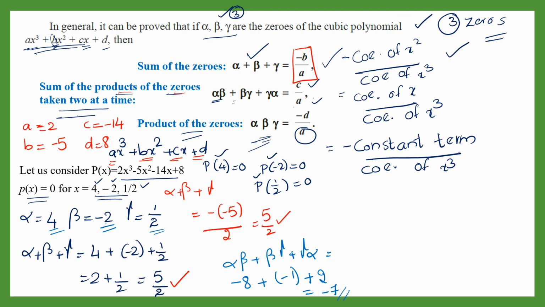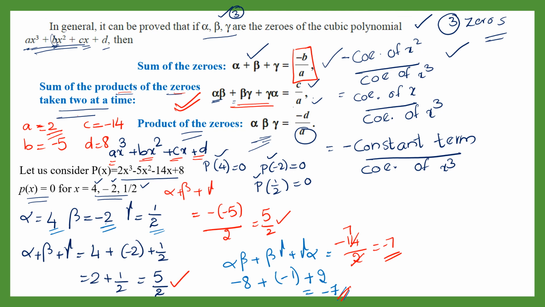Let's verify it now. What did they tell here? Alpha beta plus beta gamma plus gamma alpha is c by a. C is what? Minus 14. A is what? 2. So 2 ones are 2, 2 sevens are 14. You got minus 7. So both here and here is same. So the second one is also verified.